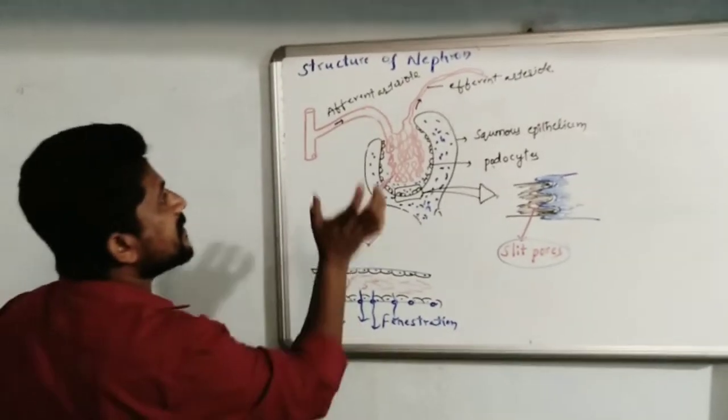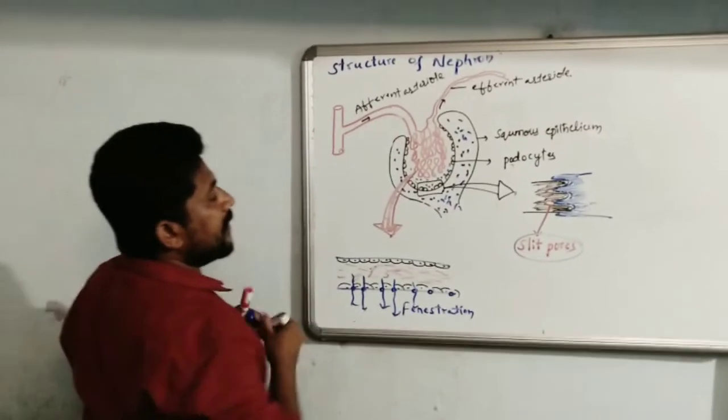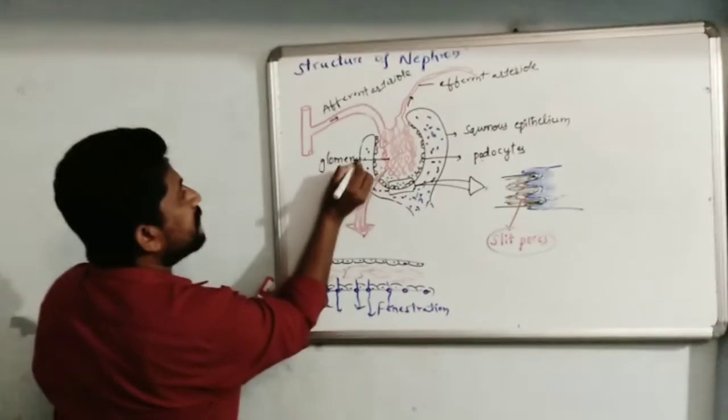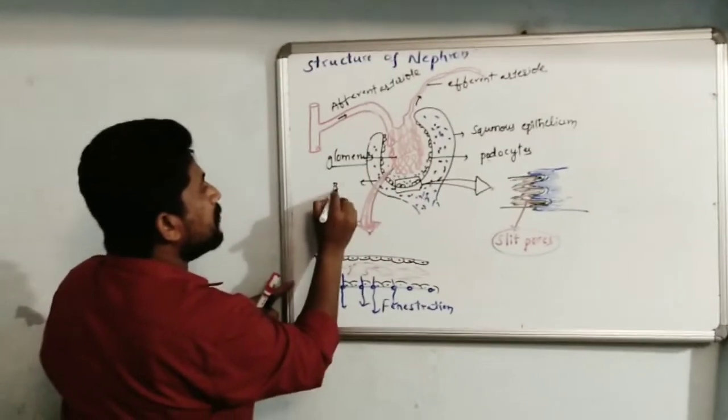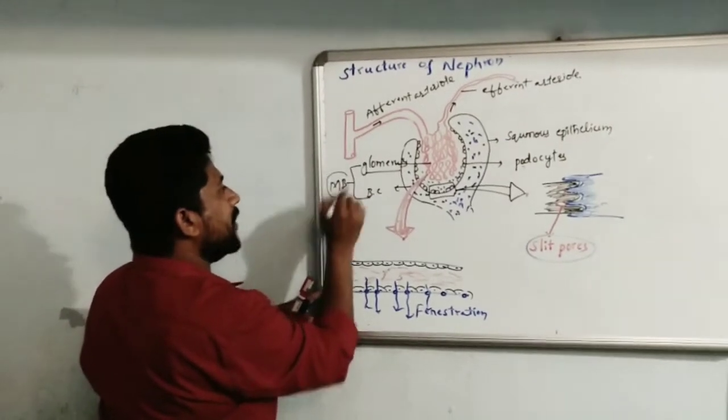Okay, this is the structure of the Malpighian body. This is the glomerulus and this is the Bowman's capsule. Both together form the Malpighian body.